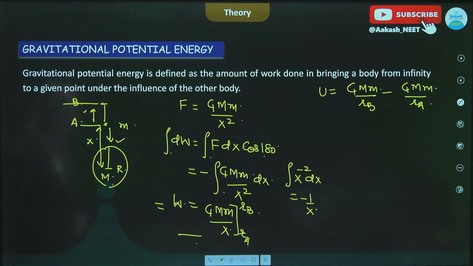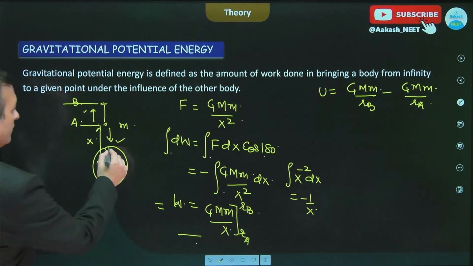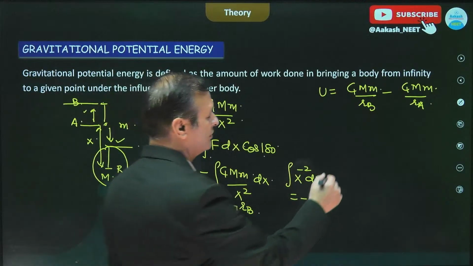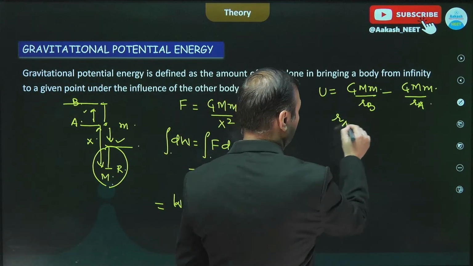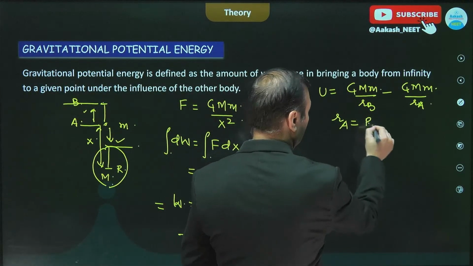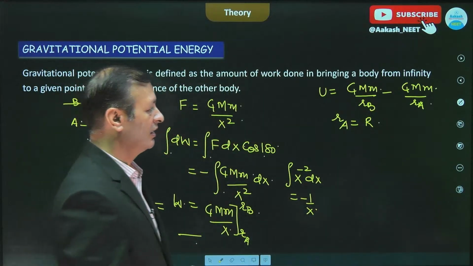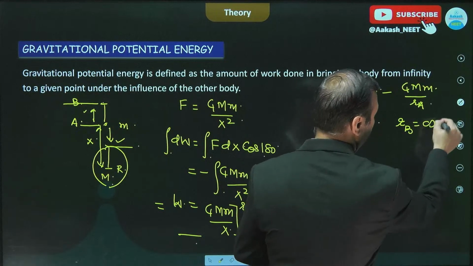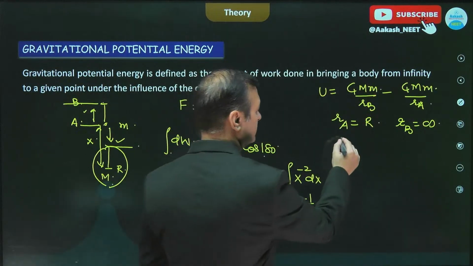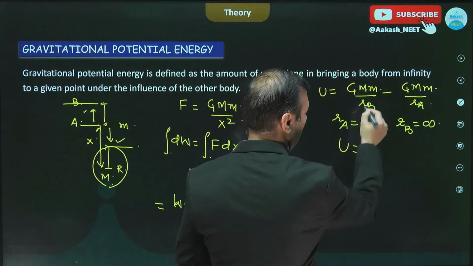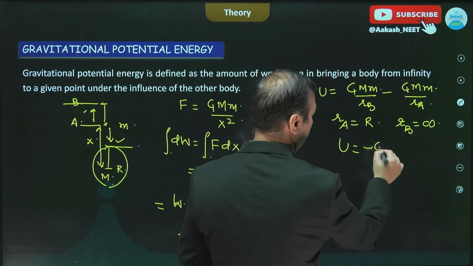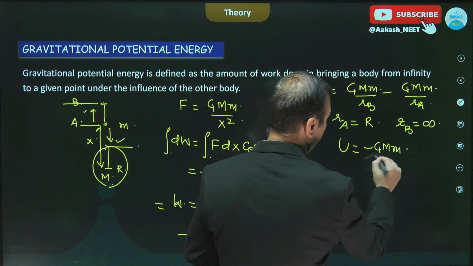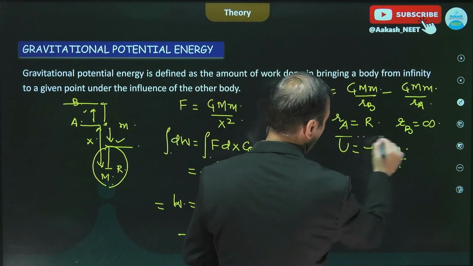Got it? And when you take it from the surface, so it means from the surface where your separation is R, to a position at infinity. So 1 by infinity becomes 0, so this is minus GMm by R.